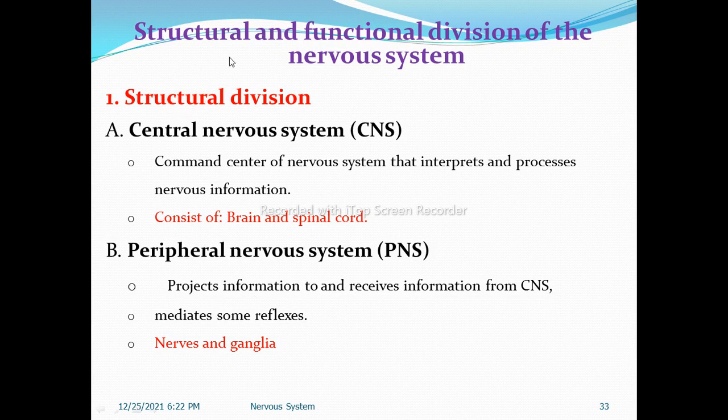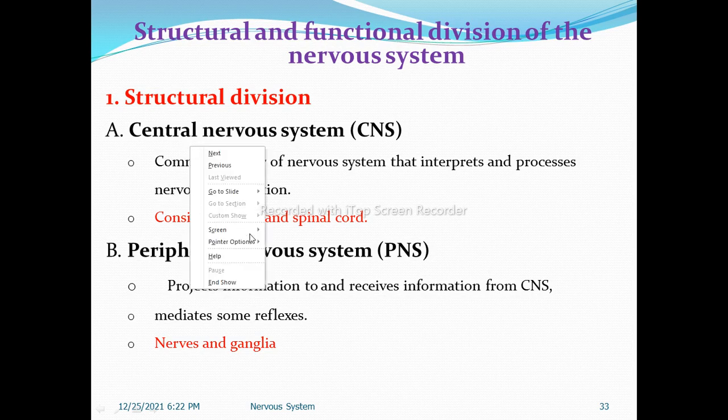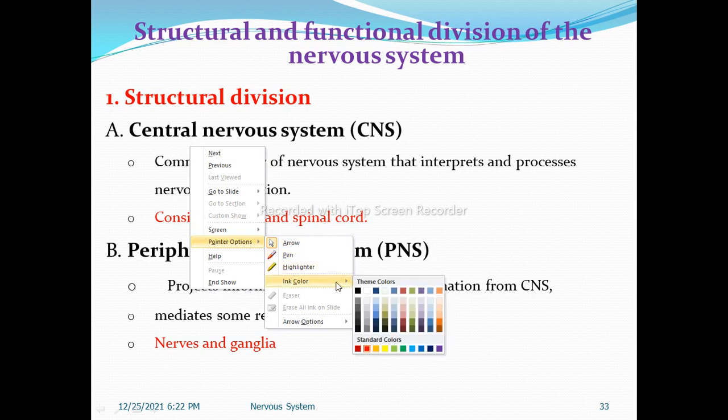So, structural and functional division of the nervous system. The structural division, as we have seen last time, we do have two types of divisions. The first division is the central nervous system. The second is the peripheral nervous system.